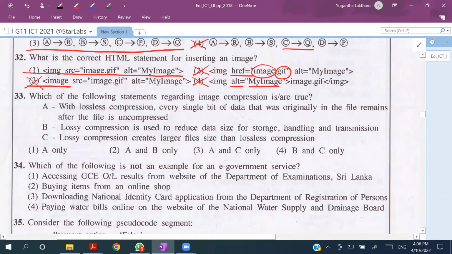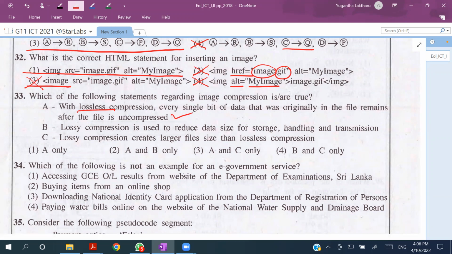33rd, which of the following statements regarding image compression are true? With lossless compression, every single bit of data that was originally in the file remains after the file is uncompressed. Yeah, that is what you call lossless. When you are compressing, no data is going to vanish. And when you extract it, it's going to be the same amount of data that it had before the compression.